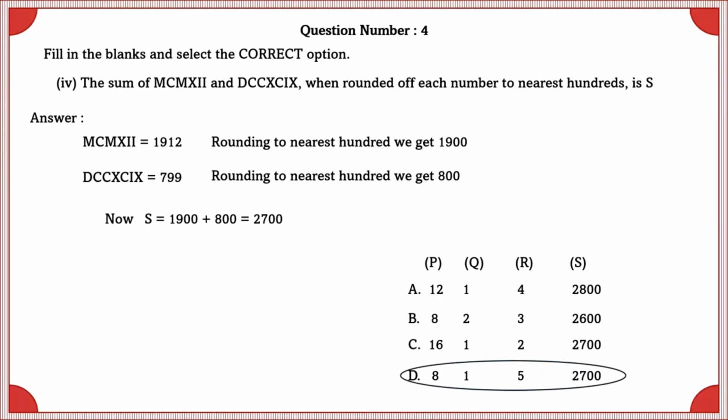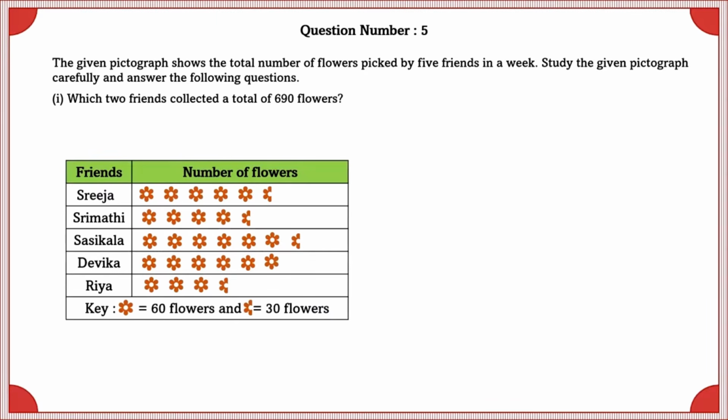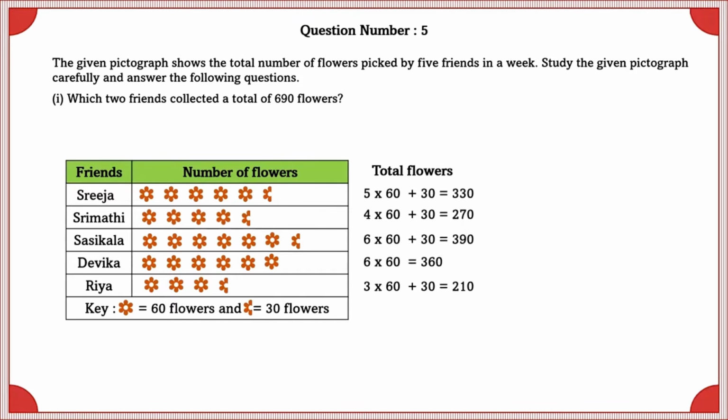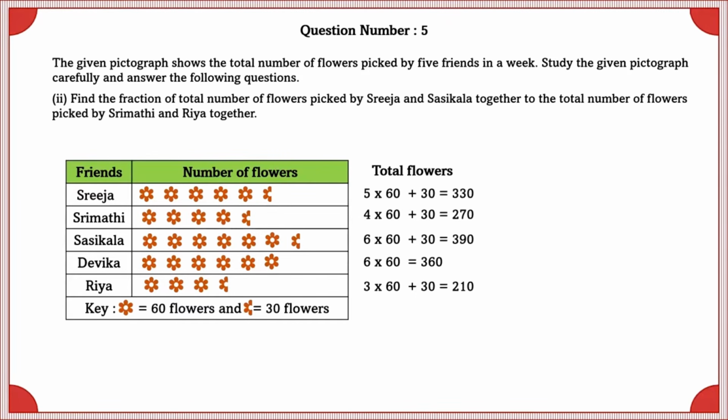Question number 5. The given pictograph shows the number of total flowers picked by 5 friends in a week. Study the given pictograph carefully and answer the following questions. Which two friends collected a total of 690 flowers? If we add flowers collected by Srija and Devika, we get 690 flowers.